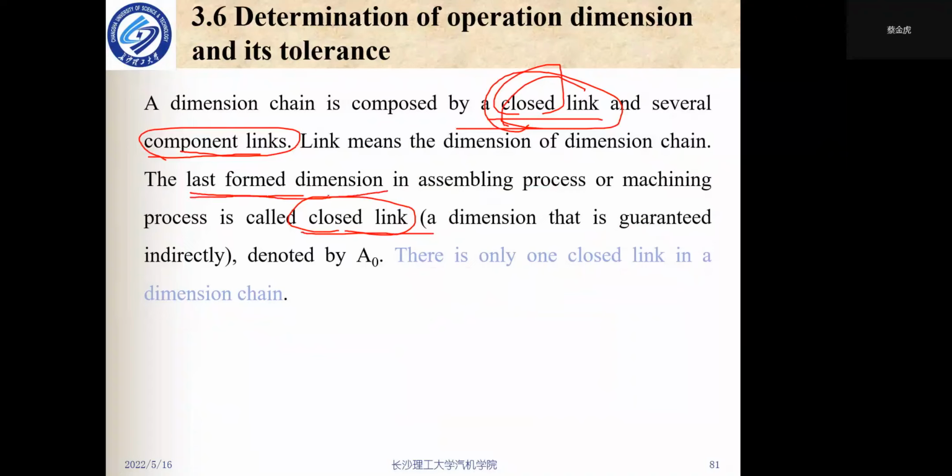The last formed dimension is called the closed link, which is denoted by A0. There is only one closed link in a dimension chain. Only one closed link in the dimension chain. It is the key point of the dimension chain, and it is the last formed dimension in the assembling process or machining process.